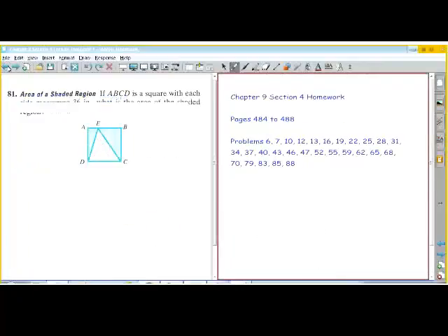So let me go ahead and actually give you the assignment for this. There we go. So there's the homework assignment for section 4. As you can see by the number of problems, they're not that long. Each problem is not that long.